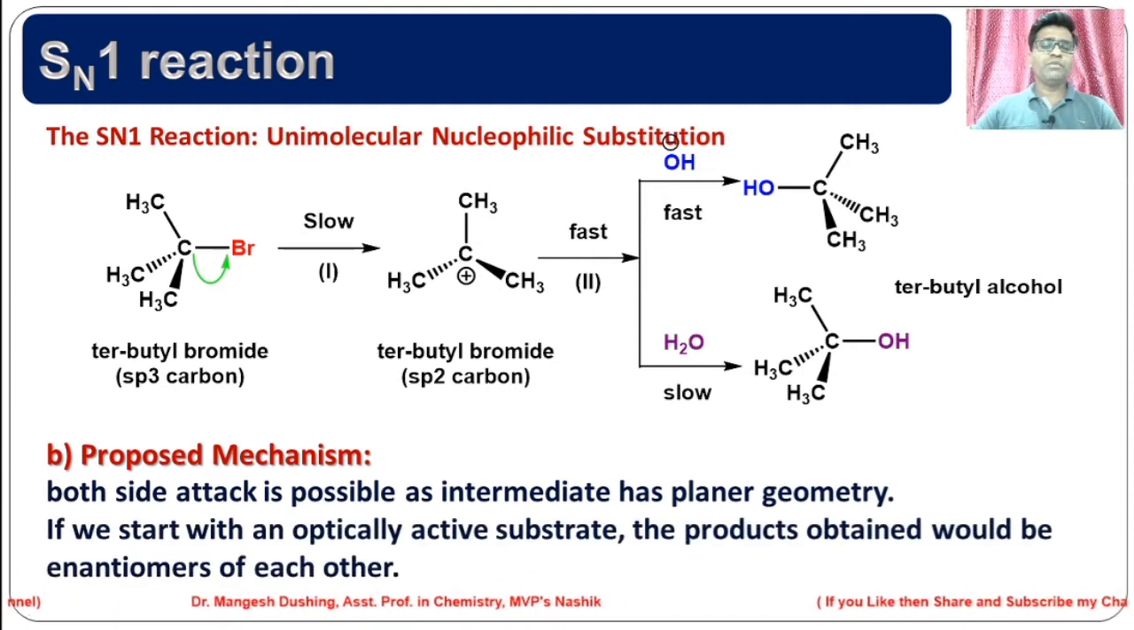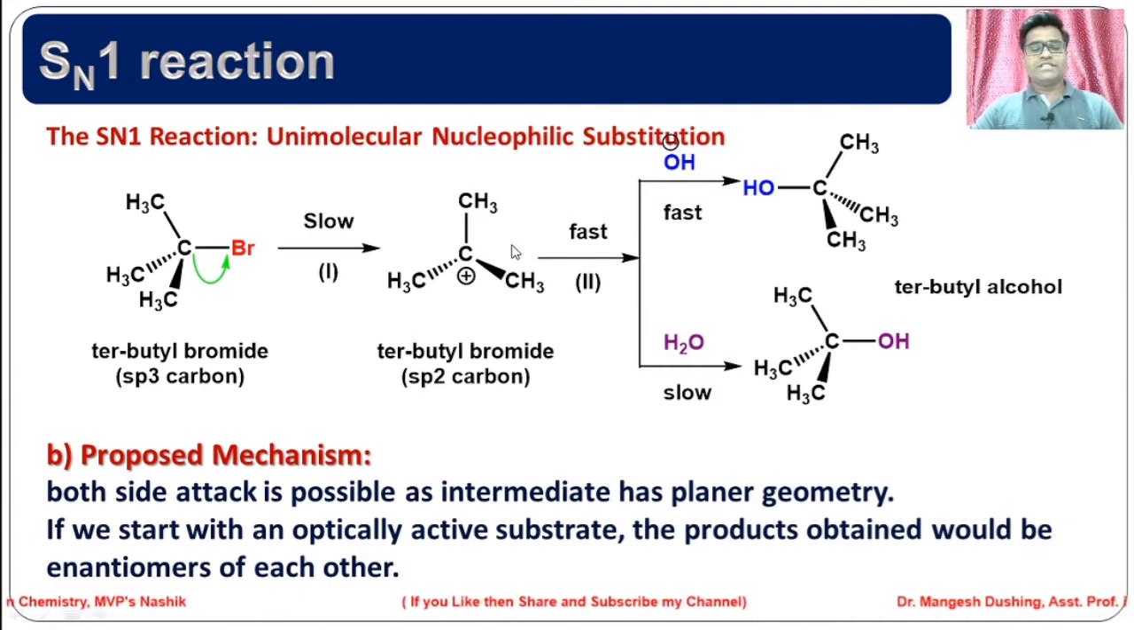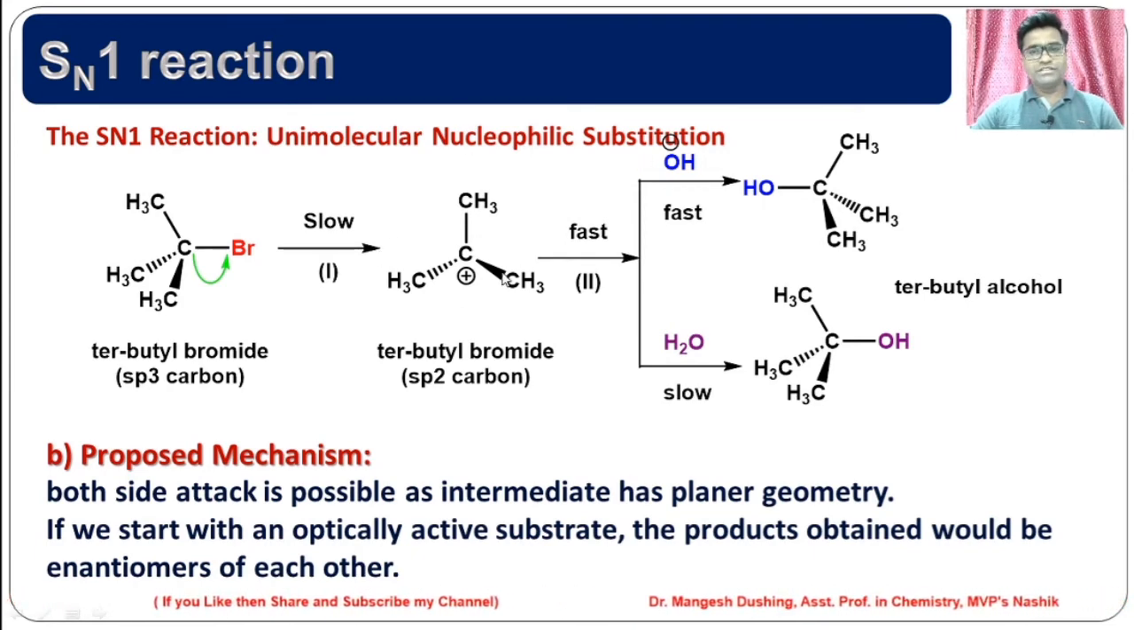If we start with an optically active substrate, the products obtained would be enantiomers of each other. If this is the chiral substance, then this will be the transition state, that is the intermediate. In that case, whatever the nucleophile is there, it can come from both sides. So whatever the products are there, those products are enantiomers of each other.